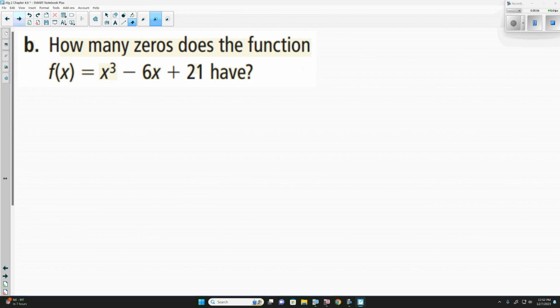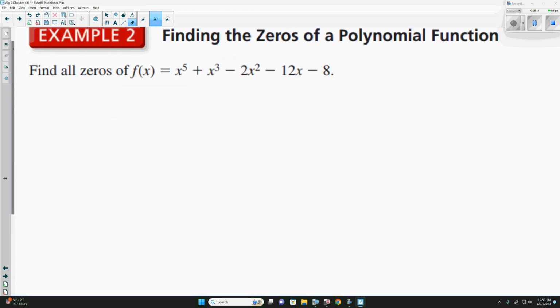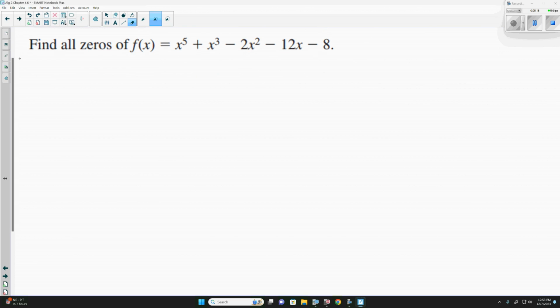What value of x makes the value of y be 0? How many zeros does this have? All right. Find all the zeros. So now we need to find them. Now we're going to do that on the graph. Now looking at this here, how many solutions or how many zeros should this polynomial function have? 5. So once we find 5 solutions, we know we are done.